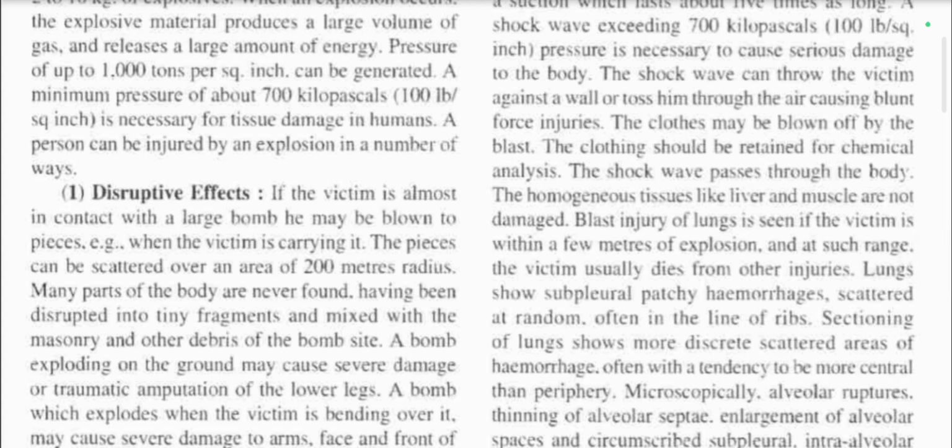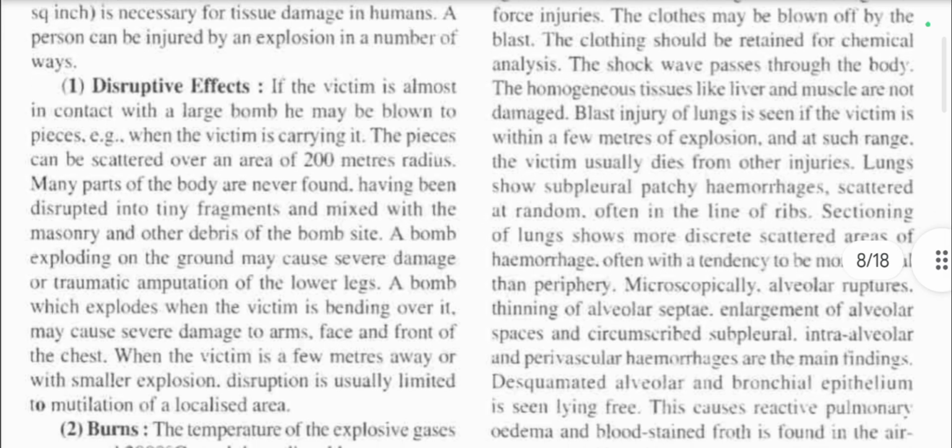The shock wave passes through the body. The homogeneous tissues like liver and muscles are not damaged, remember. Blast injury of lungs is seen if the victim is within a few meters of the explosion, and at such range, the victim usually dies from other injuries.